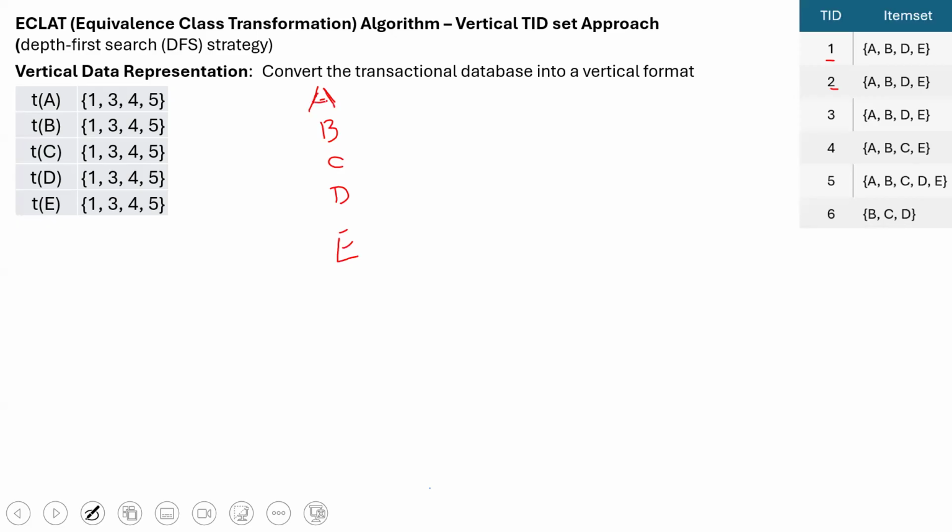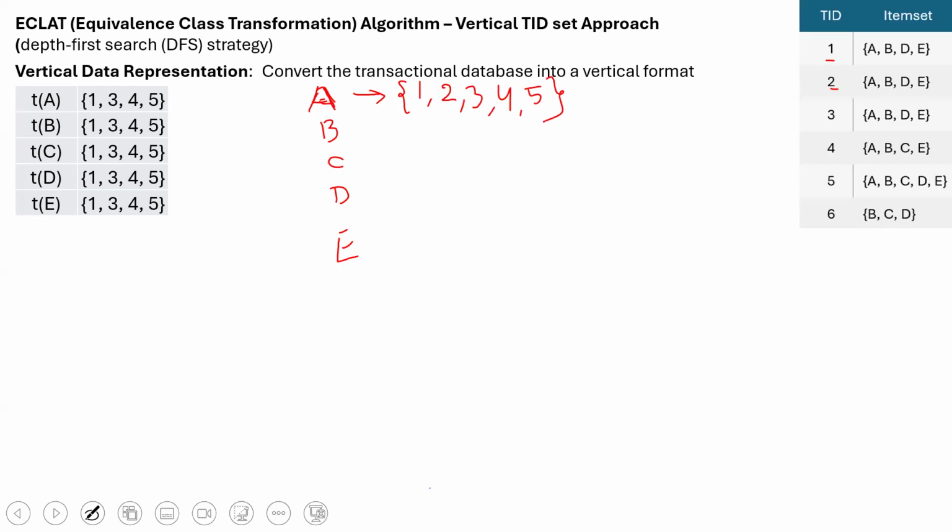Now, when I say converting the transactional database to vertical format, this would be the set of all the transactions in which the item A is present. That means it is present in transactions 1, 2, 3, 4, and 5. So I'll go to each item and find out in which transactions that particular item is present, and I'll form a set of that, which is called the vertical representation.